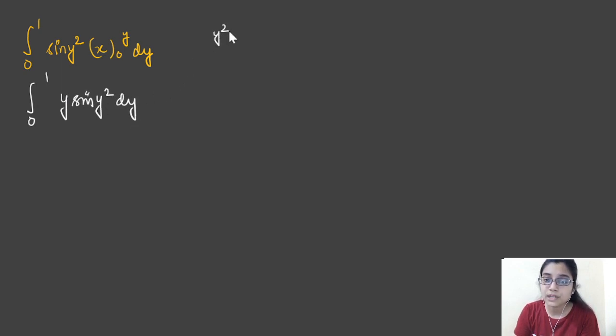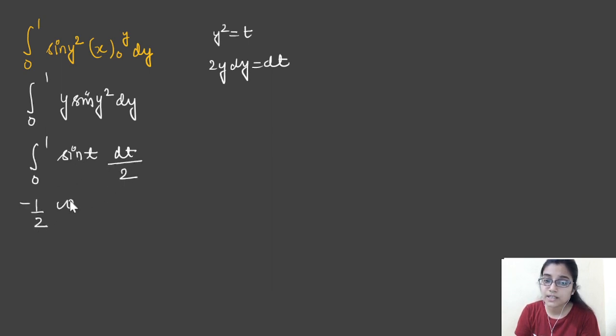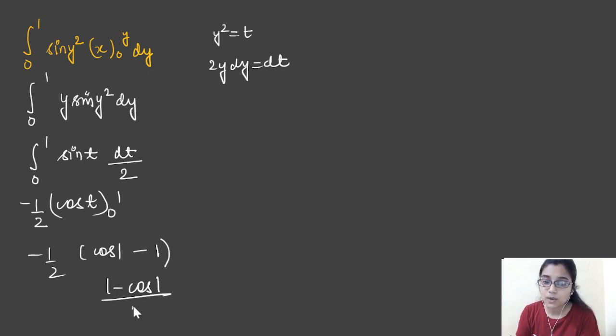What we will do? We'll put y square is equal to t, so 2y dy is equal to dt. The limit is going to be from 0 to 1 only. So 0 to 1, this is your sine t, and y dy is dt by 2. So 1 by 2, integration of sine t will give you minus cos t, and this is from 0 to 1. So this is going to be cos 1 minus cos 0, which is 1. So the answer is going to be 1 minus cos 1 by 2.